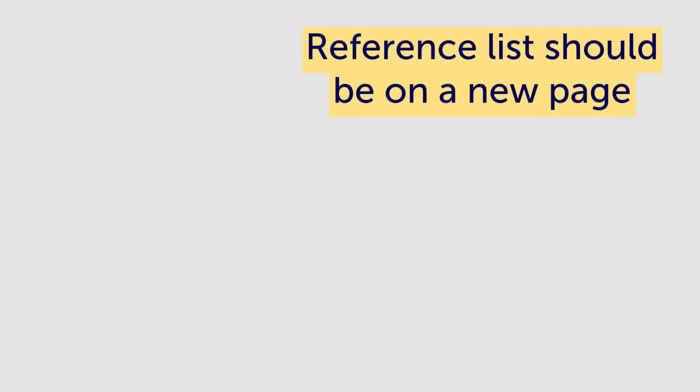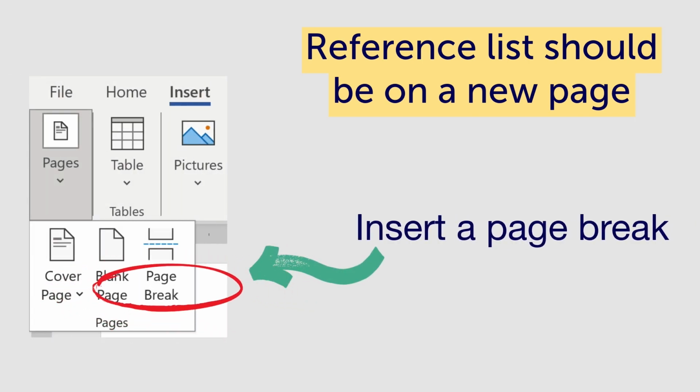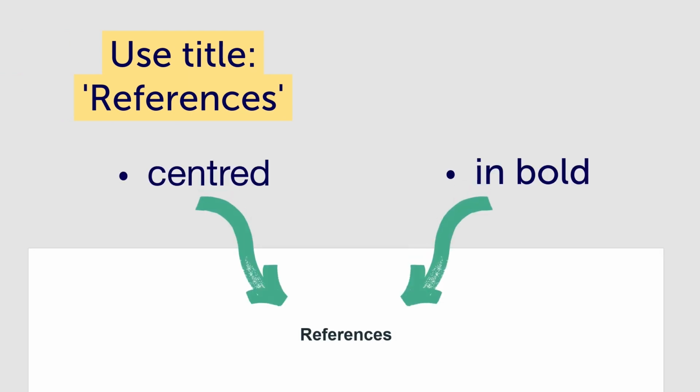First up, your reference list needs to start on a new page. To do this, you can insert a page break after your conclusion. Then you need to use the word references as a title, and this should be centered and in bold. After that, you can begin writing your reference list.